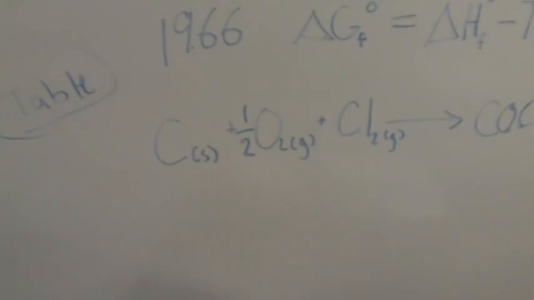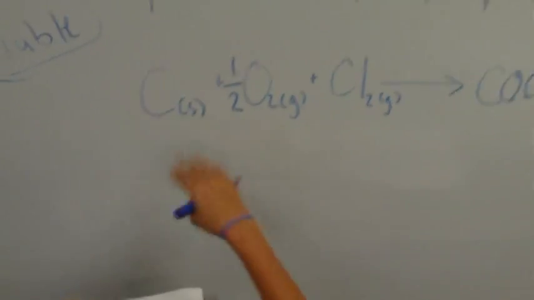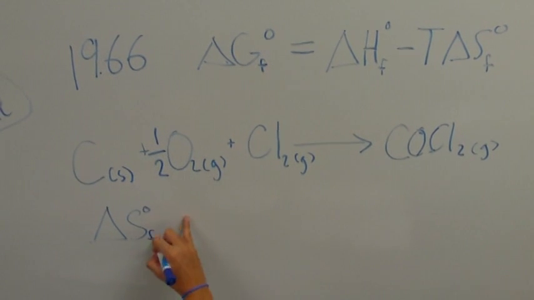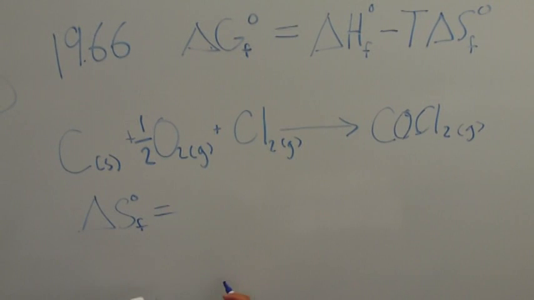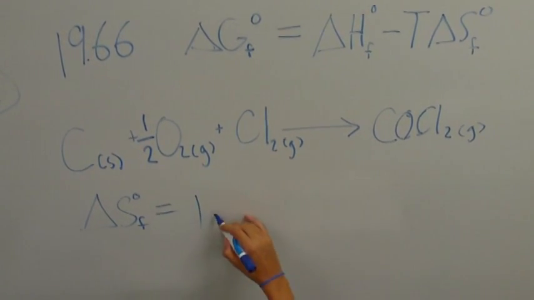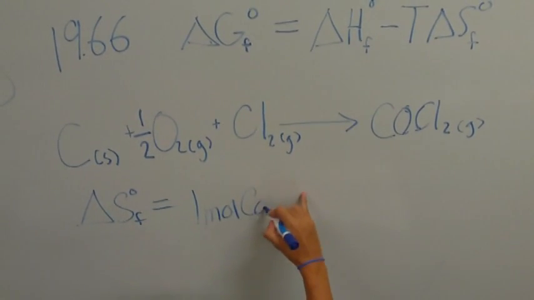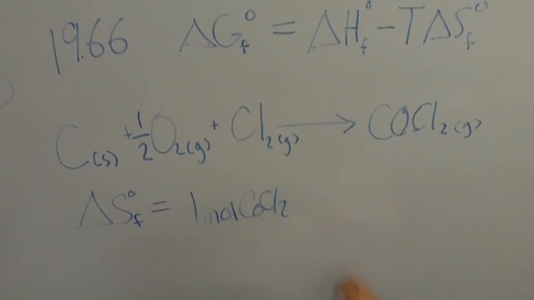Table in the book. And I'm not going to write it all out anymore because you can refer to the last problem. We've done that about 3-4 times now. So I'm just going to jump right to numbers. So we have products minus reactants. So 1 mole of oxygen.